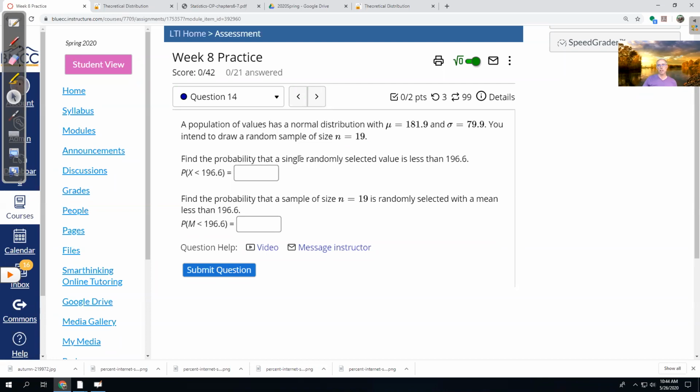So find the probability that a single... So they're saying, forget about the group for a minute. So this is just the regular normal distribution. Okay. So let's do that one first.